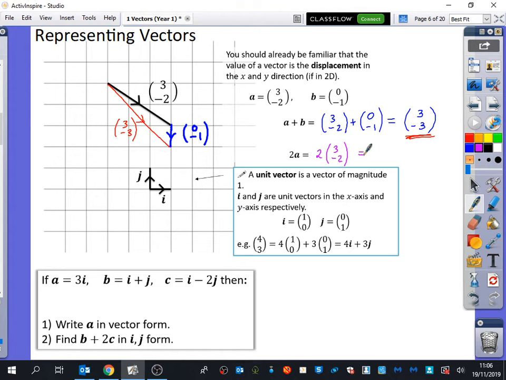We've got that scalar 2 outside the front, which just means you're going to make something bigger. We're just going to multiply the top and bottom part, the x part and the y part, by 2. So we get 6 and minus 4. Now, if I was going to draw 6, minus 4 onto my grid, what would you expect to see? Try and give me as much information as possible.